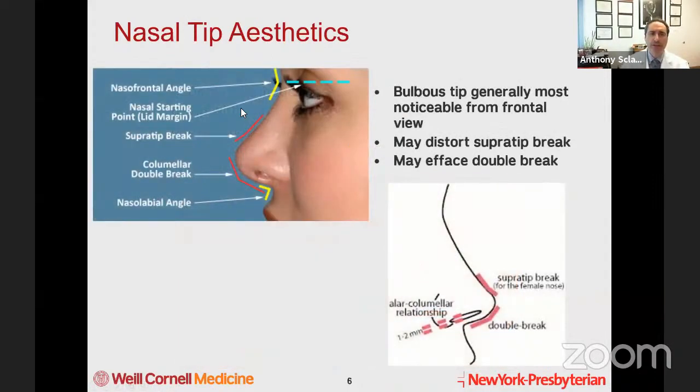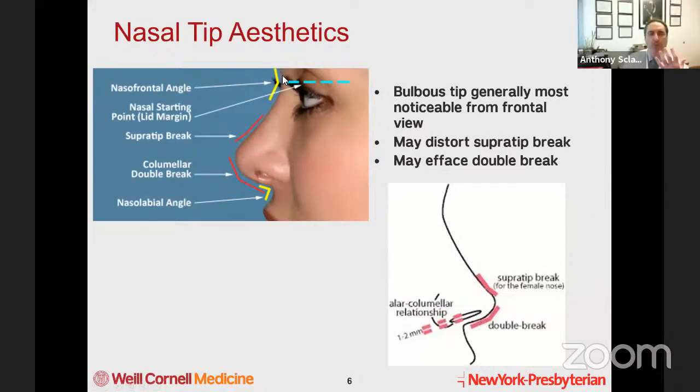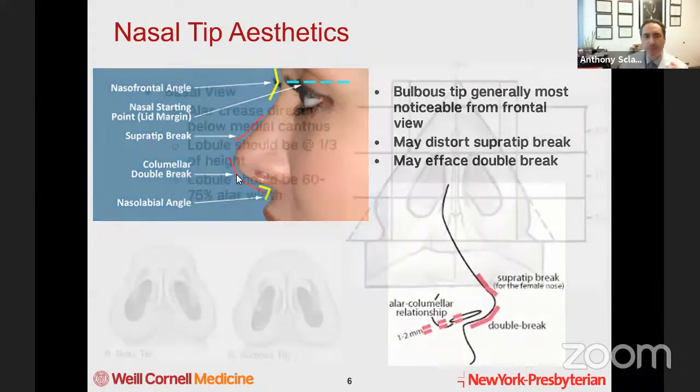Other aesthetic things, we look at the nasofrontal angle. We do want to see a supratip break. And most of the time when you look at a bulbous tip and you appreciate a bulbous tip, you're looking from the front. But on the side view, on the profile view, you lose the supratip break. And oftentimes you lose this double break here at the columella. And those are the things you see on a profile view.